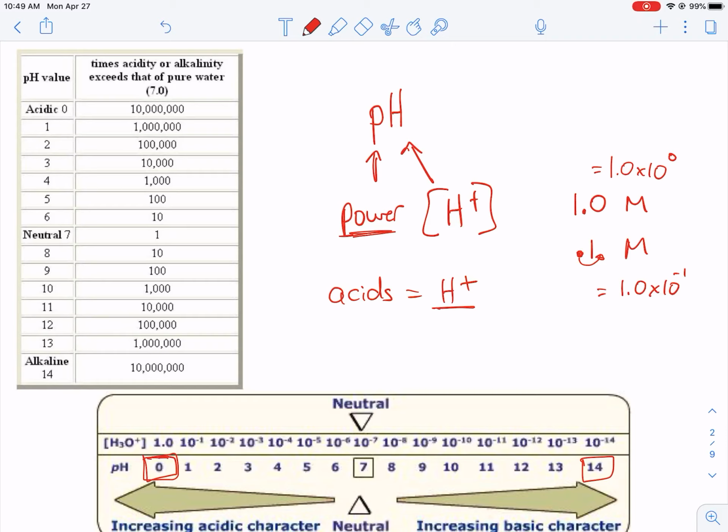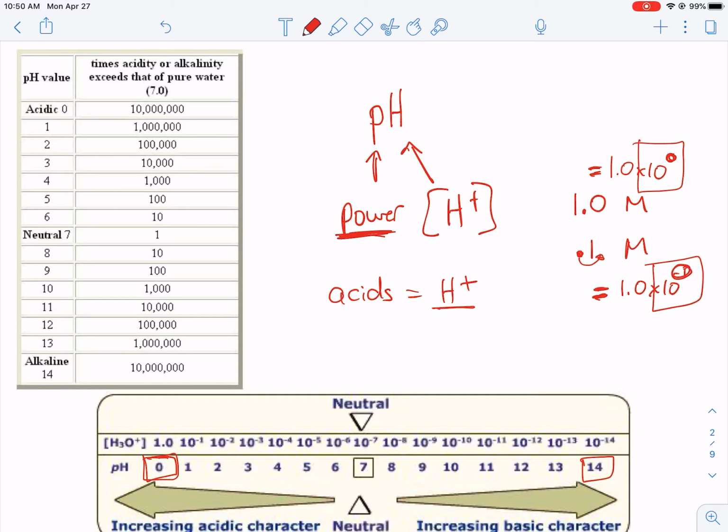And what we do is when we take the power, we're using logarithms. And logarithms basically are focusing on this piece. They get rid of the 10. So if you take the log of this value right here, the answer is 0. And if you take the log of this value right here, the answer is 1.